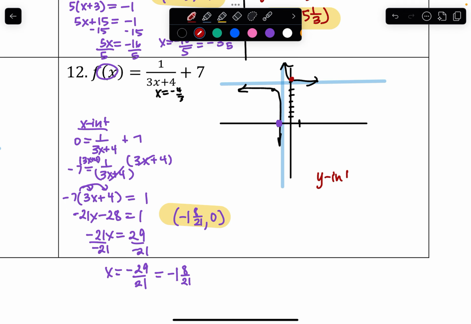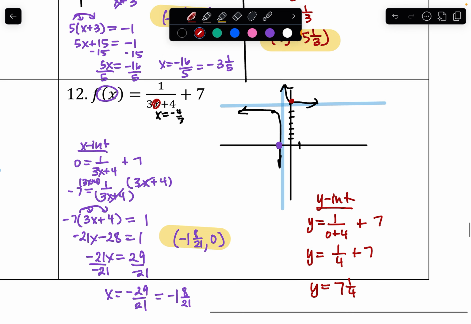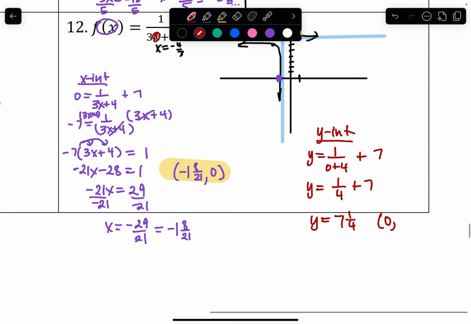And then for the y-intercept, plugging in 0 for the x would give us 1 over 3 times 0 plus 4. 3 times 0 would just give us a 0, and then plus 7. So that gives me a 1/4 plus 7. And so I'm going to leave it as a mixed number, 7 and 1/4, which is just past the 7, exactly what we expected.